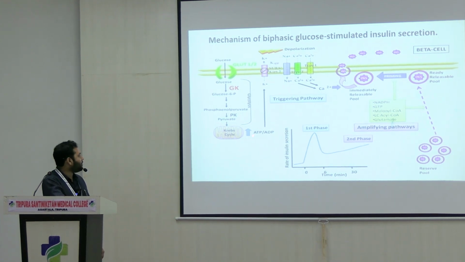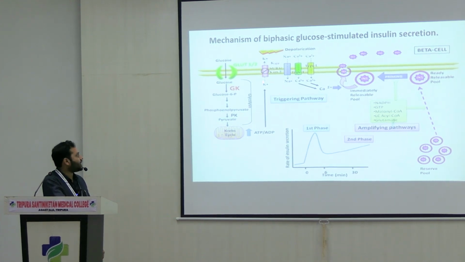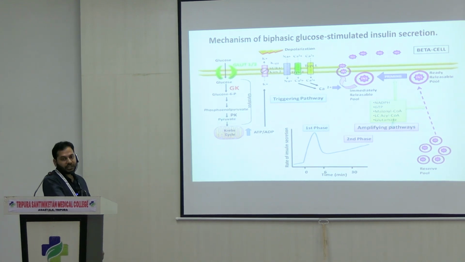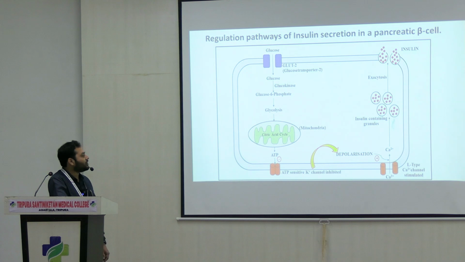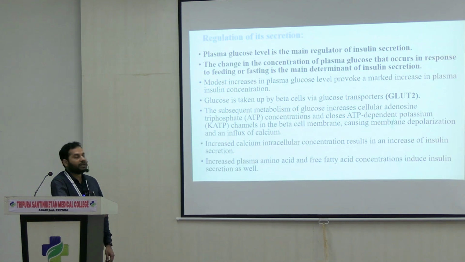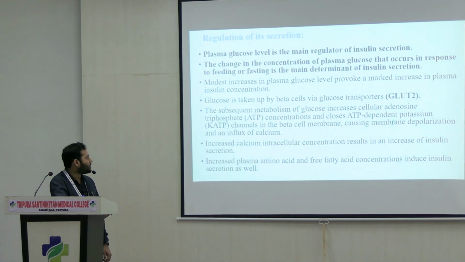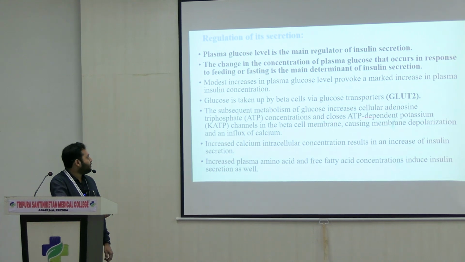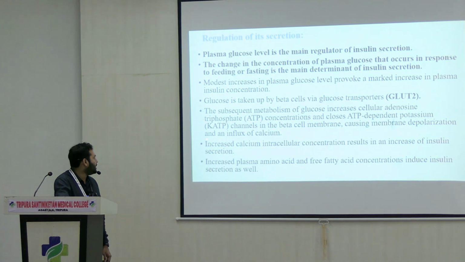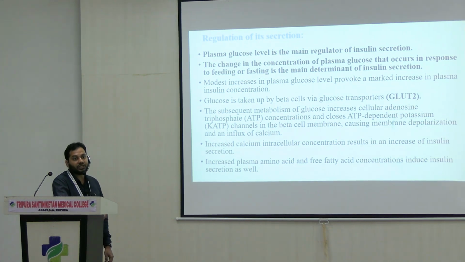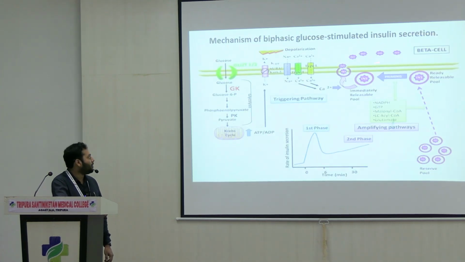This higher level of ATP blocks the potassium channels, right? So it prevents the efflux of potassium ion. Now, due to these changes in the potassium ion channels, there is a change in the potential of the beta cell membrane. So what is the change? See, it closes the ATP dependent potassium channels in the beta cell membranes, causing membrane depolarization, meaning the change in the potential in the beta cell membranes.